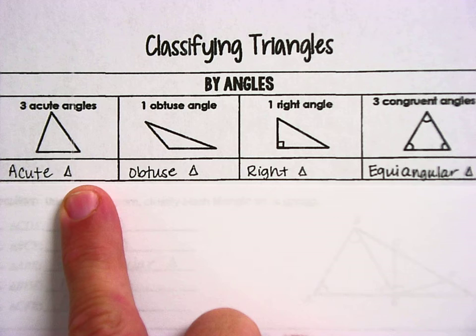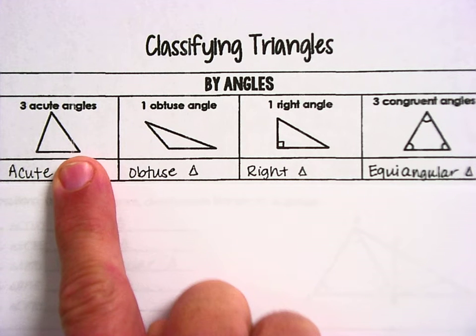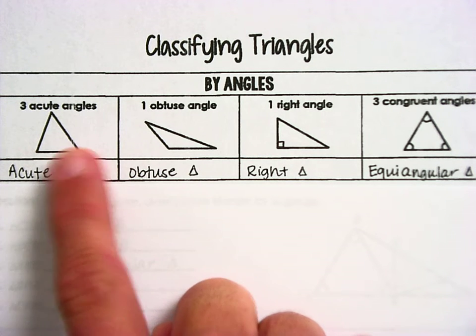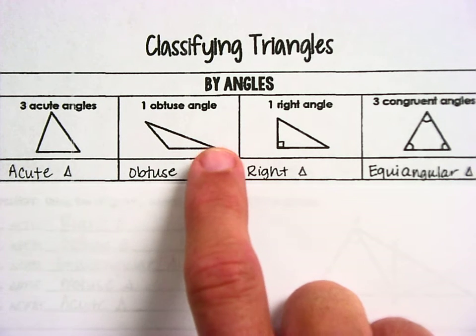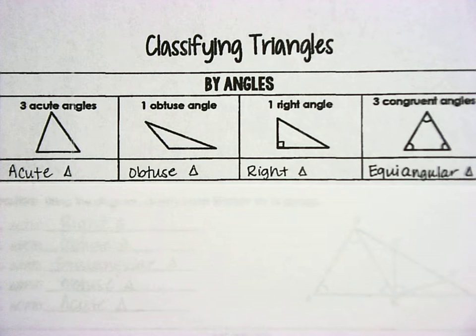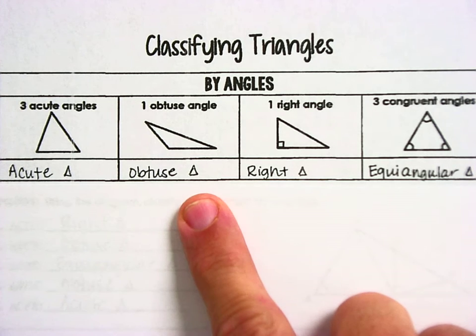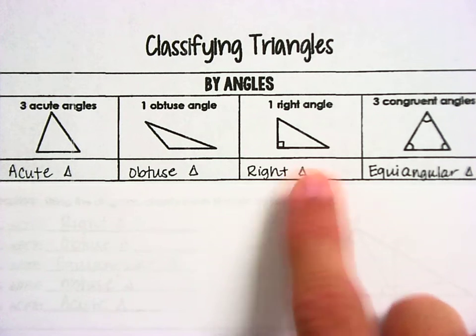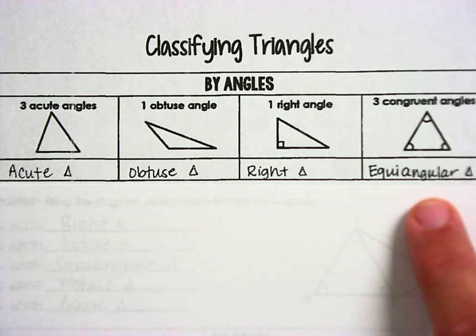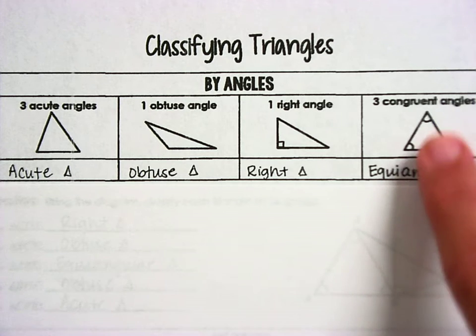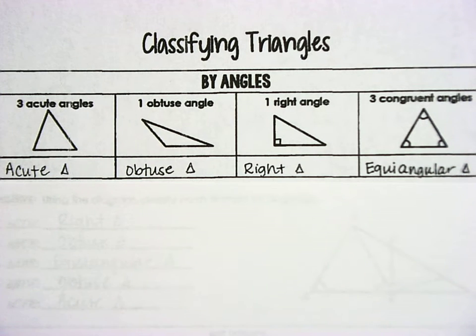Okay, acute triangle. 3 angles are less than 90, okay? All 3 are acute, you've got an acute triangle. If you have one obtuse angle, and you can only have one in a triangle, you can't have 2 because I take it over 180, that would be an obtuse triangle. If you have one right angle, then you're straight on 90 degrees, so it's a right triangle. And then equiangular means the 3 angles are equal. Remember that if you are equiangular, you're also equilateral, because if the 3 angles of the triangle are congruent, so are the 3 sides. Okay, easy enough, right?